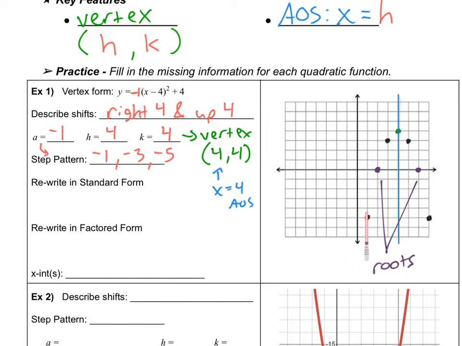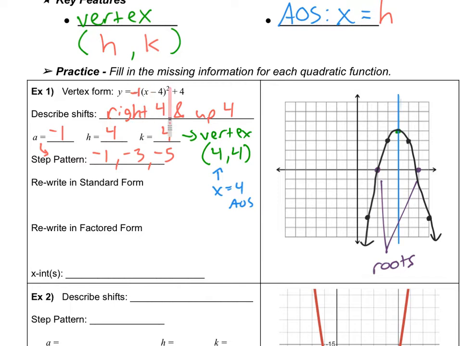Now, we don't have enough room to do that, but maybe another form might show us that. What form will show us the y-intercepts? Standard form. Well, how do I get standard form if I'm only given the vertex form?